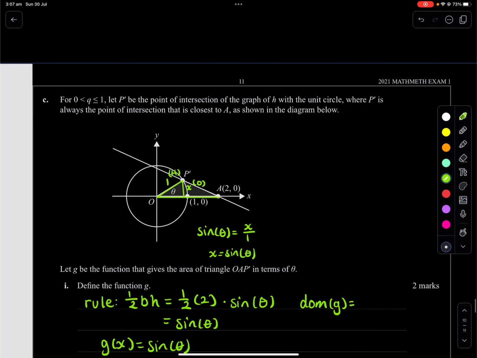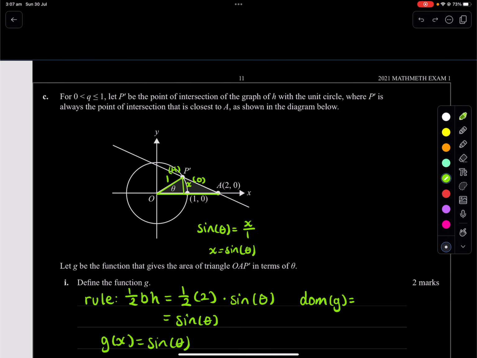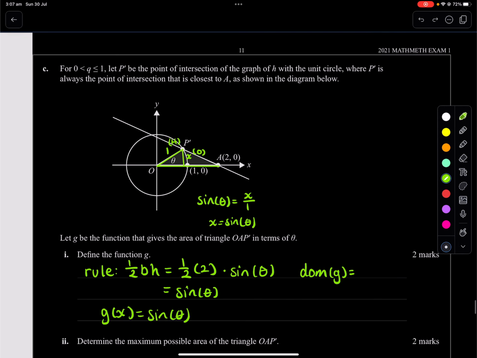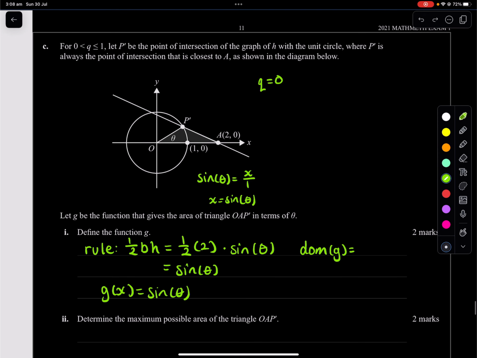Okay, we know that q is greater than 0 and less than or equal to 1. I'm just going to rub these all off because it's confusing. If q is equal to 0, it would just be a flat line, so it would have no area. So the lowest point is when q is 0, but we cannot include it because 0 is not included, so the domain is not including 0 to, what's the maximum? Okay, the maximum is 1, by the way.